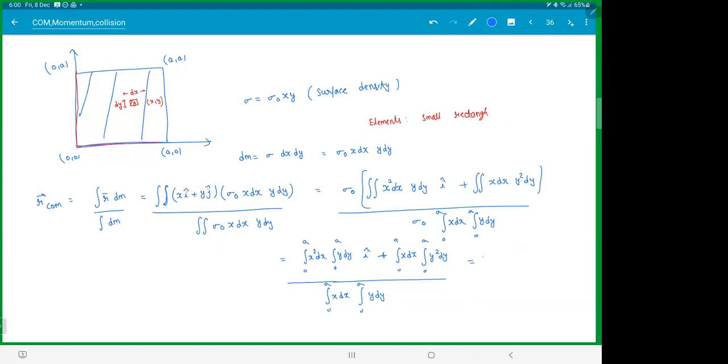So the x squared integral will be a cube by 3, a square by 2, I cap, plus a square by 2, a cube by 3, j cap, over a square by 2 and a square by 2. The 2s cancel, a square by 2, a square by 2 cancels. You will end up with 2a by 3 I cap plus 2a by 3 j cap. That's your answer. Check it out.